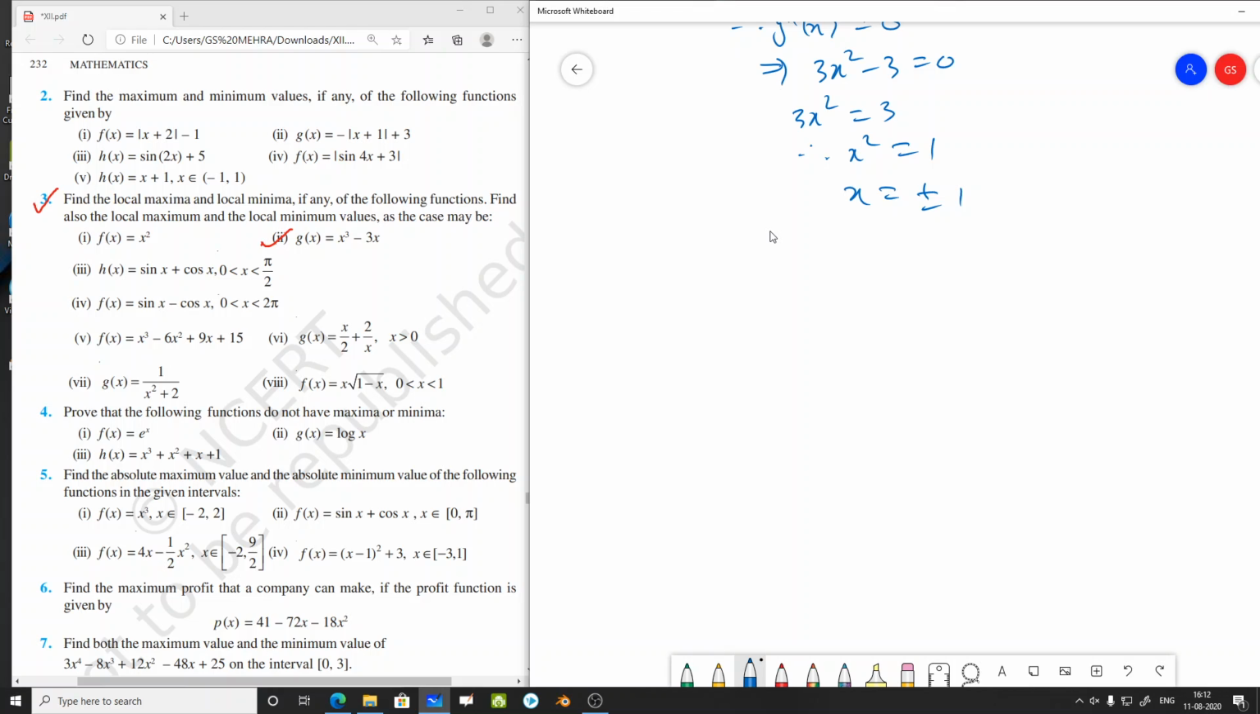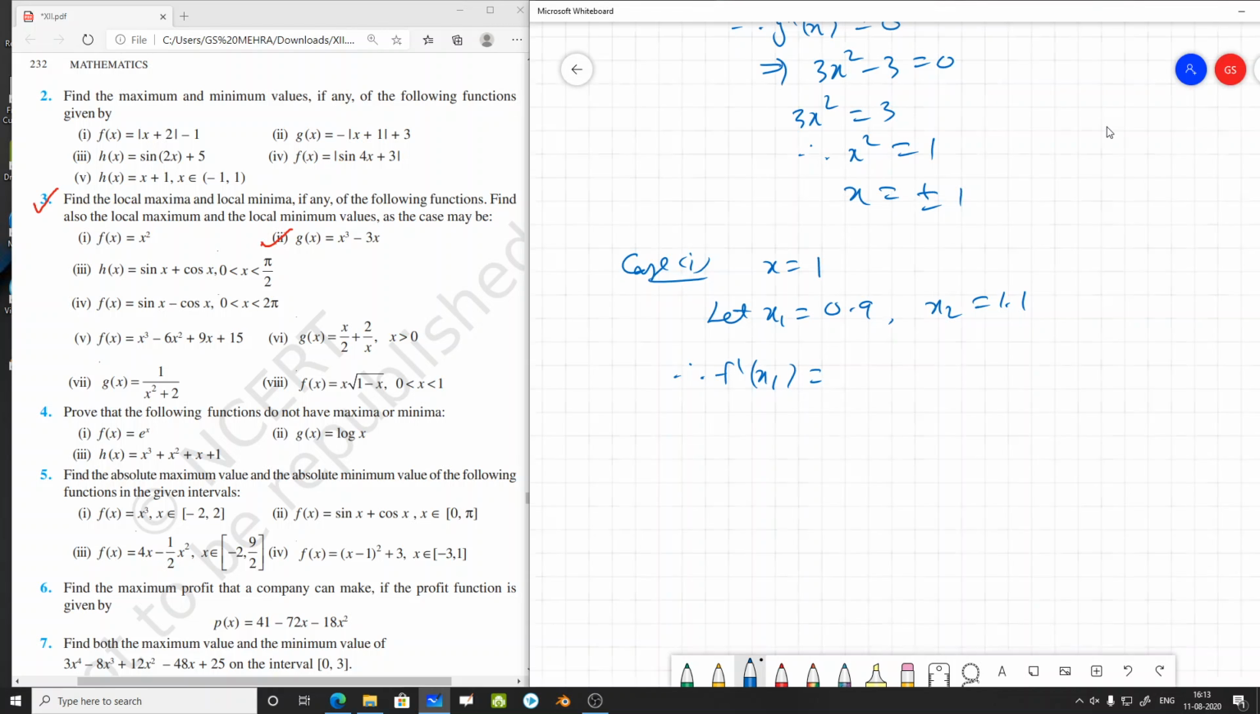Case 1, when x equal to 1. In this also we will do the same. We will take one value to the left of 1 and one to the right of 1, but they should be very close to 1. So let x1 equal to say 0.9 and x2 equal to 1.1. Now our aim is to find the value of f dash x1.